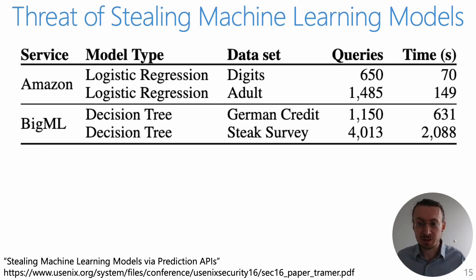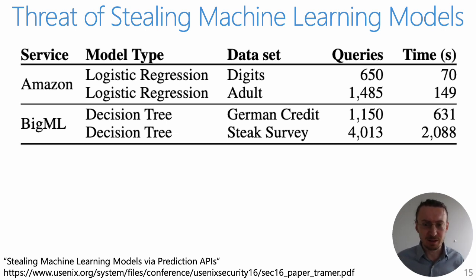So the attack time here is really low, it's 70 seconds or 149 seconds, maximally like 2088 seconds, and still, what is really important is that this attack time is still primarily influenced by the service prediction latency, which was roughly 100 milliseconds per query for Amazon and 500 milliseconds per query for BigML.